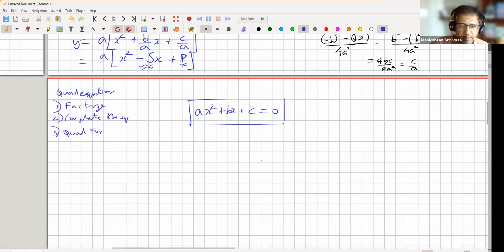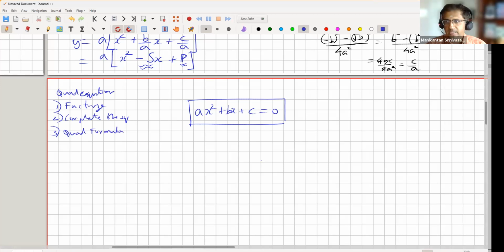The quadratic formula is a canned version of completing the square. It's not dropped from the sky. It's completing the square, done and dusted for you already and given as a capsule, right? That's the quadratic formula. Using one of these three methods, you'll be able to solve the quadratic equation. But what is the reverse?